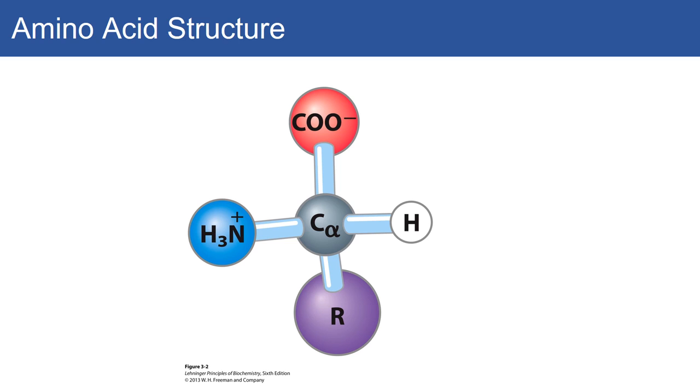Proline, again, is the exception. The amino group forms a ring structure with the R group, and it's actually an imino acid, with an I, versus an amino acid, with an A. So it's really important to note that.